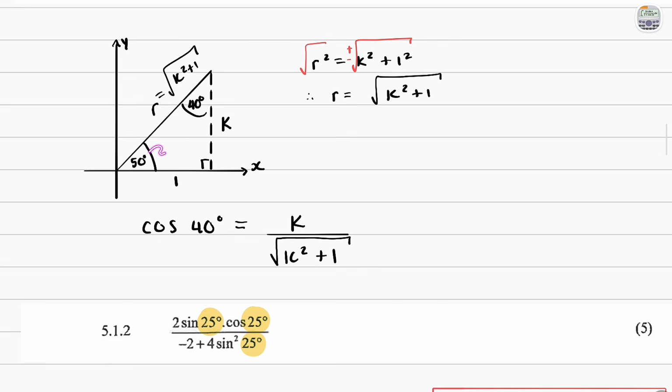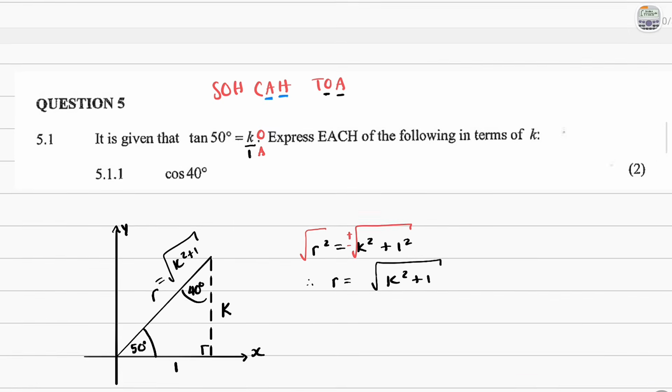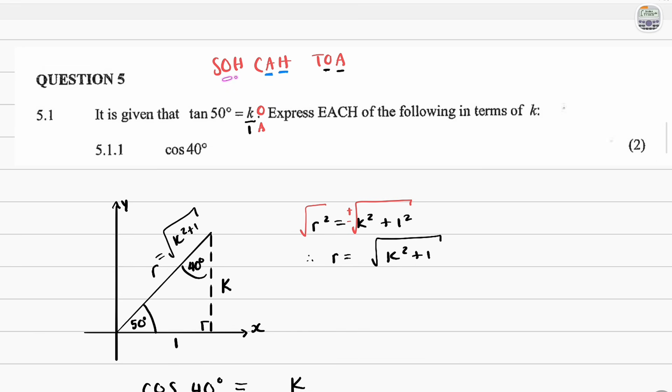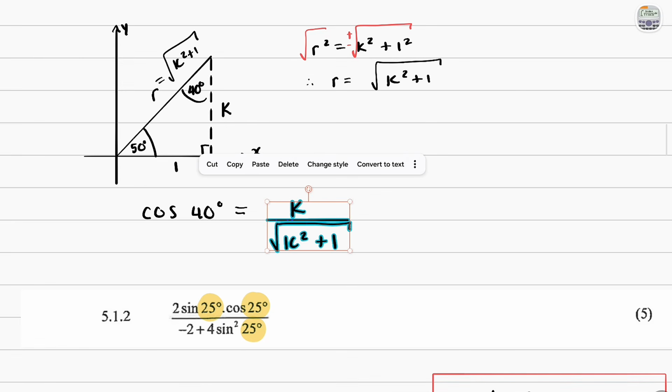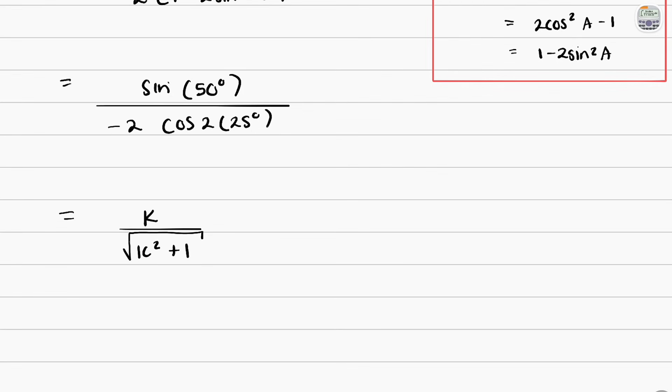Let's find the value of sine 50 degrees. 50 degrees is over here, and sine, using SOHCAHTOA, is the opposite side over the hypotenuse. So that is k over the hypotenuse, k over root k squared plus 1. Because we already have that as a fraction, instead of saying over, we can just use a division sign. So we have this divided by this, negative 2, and this becomes cos 50 degrees as well.